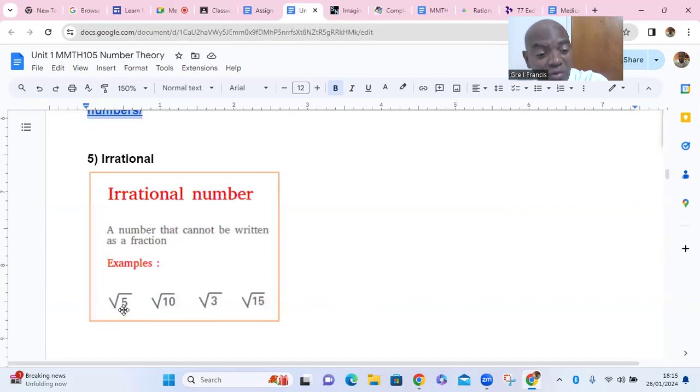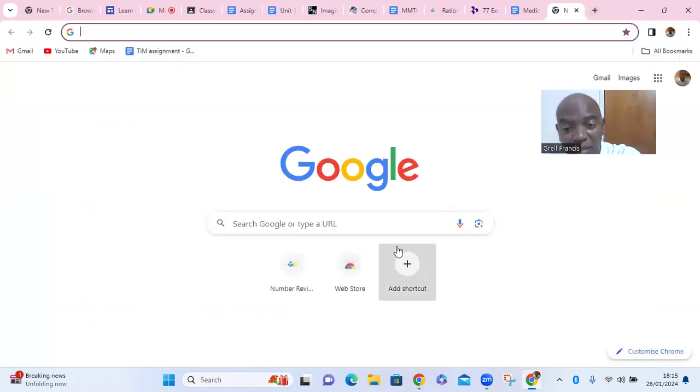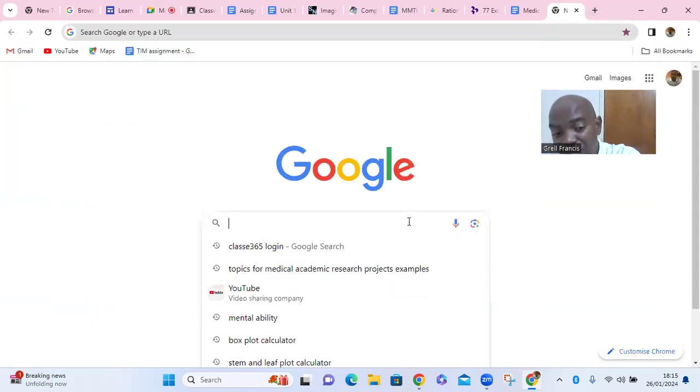For example, the square root of 5, the square root of 10, the square root of 3, the square root of 15. The examples of irrational numbers basically have the square root of a whole number, not just any whole number, because the square root of 25 is 5. So that's a rational number. But the square root of 5 gives you a decimal. It does not have any pattern, and it goes on continuously forever without any pattern.